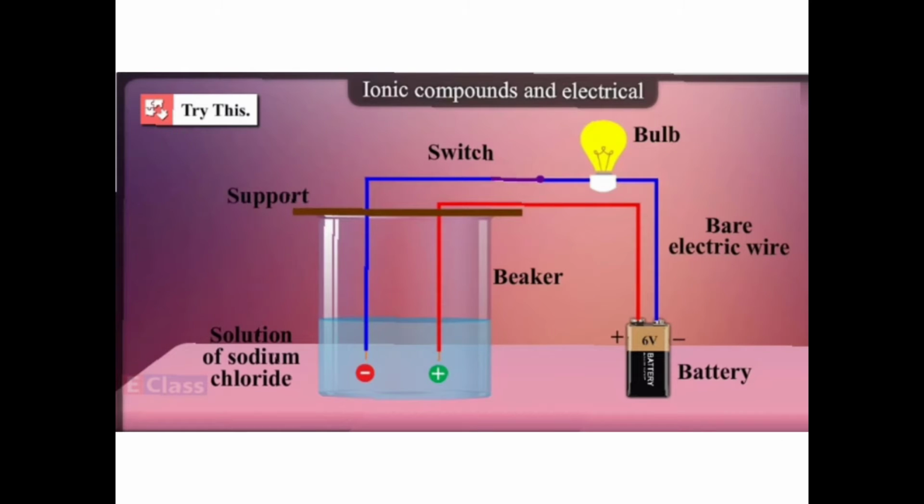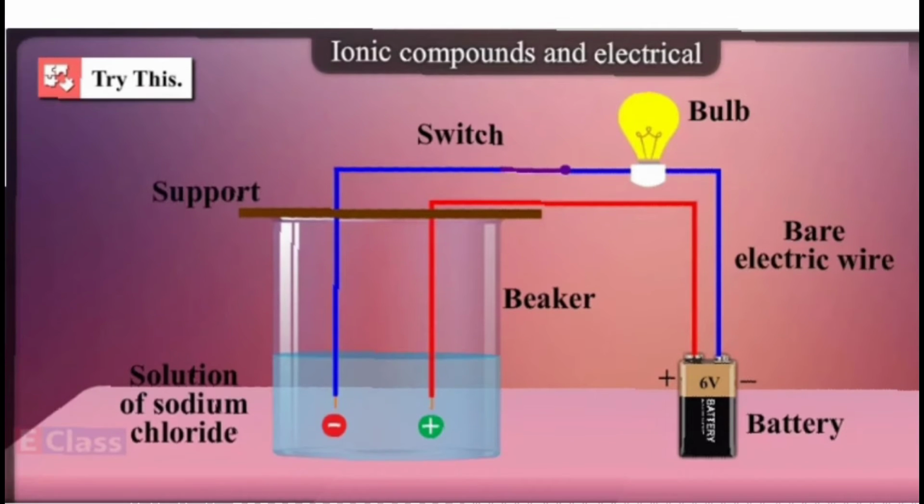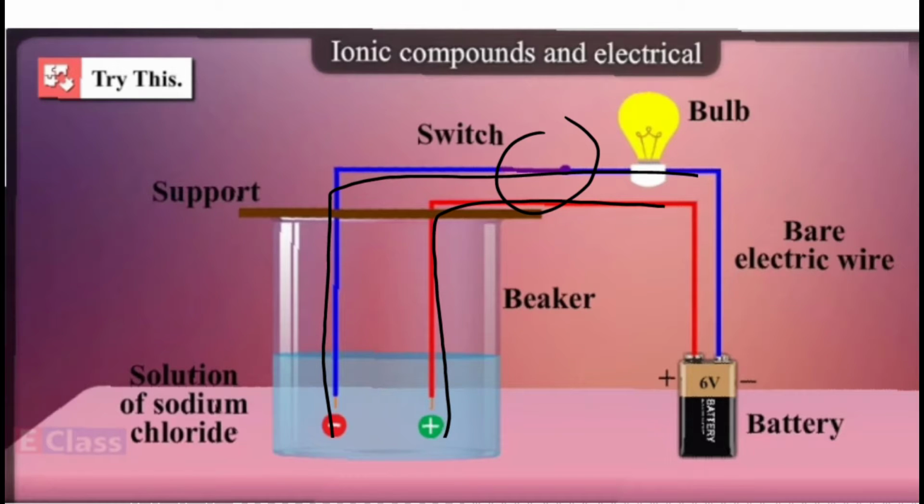See what happens, observe this. When I close the switch, you can see here the switch is closed. What do I see? Here I see that the bulb is glowing. So what does it indicate? That means the circuit is complete. It means the electrons are able to flow through this solution. What is the solution? The solution is having just a pinch, 1 gram of salt in 50 ml of water.